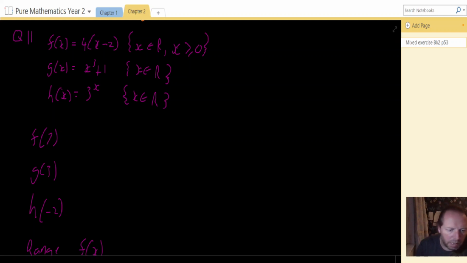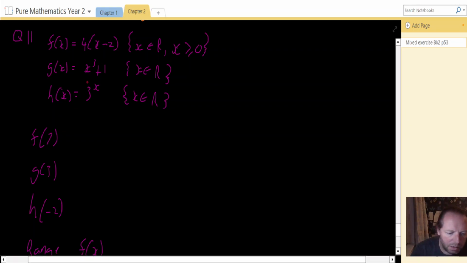Here we are doing Edexcel Year 2, Pure Mathematics, Chapter 2, Functions and Graphs, Mixed Exercise, Question 11. We are given three functions, f of x, g of x, and h of x, as defined. Part A, find f of 7.